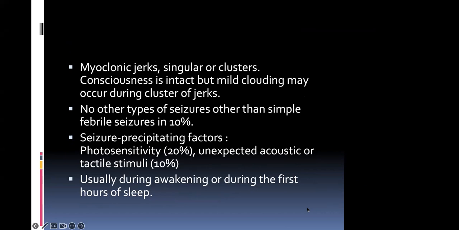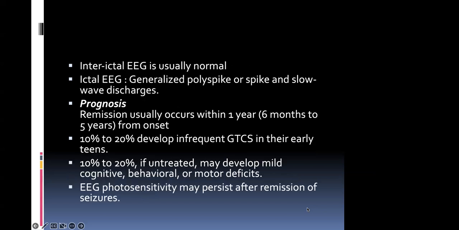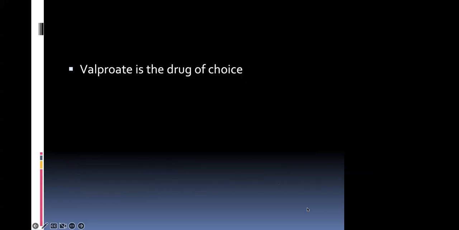No other types of seizures other than simple febrile seizures in 10%. Seizure precipitating factors are photosensitivity and unexpected acoustic or tactile stimuli, usually during awakening or during the first hours of sleep. EEG shows generalized polyspike and wave discharges. Valproate is the drug of choice.